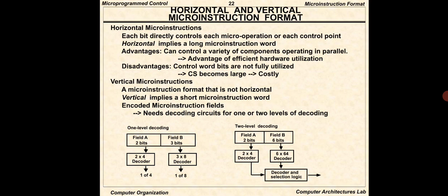If I go with two levels of decoding, field A will be 2 bits and field B will be 6 bits. Field A gives a total of 4 outputs, whereas the field B decoder gives a total of 64 outputs. Both are given to the decoder and selection logic, which will select any one of the instruction formats. Whenever many different micro instructions are to be implemented, we go with two levels of decoding. Otherwise we always go with one level of decoding.